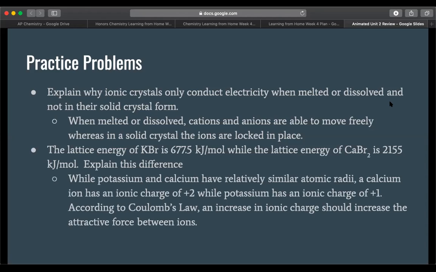So here they would probably be looking for an answer that specifically identifies that they have about the same size and that the charge is greater in calcium. It is best practice, when talking about anything having to do with Coulomb's law, to mention both size and distance.